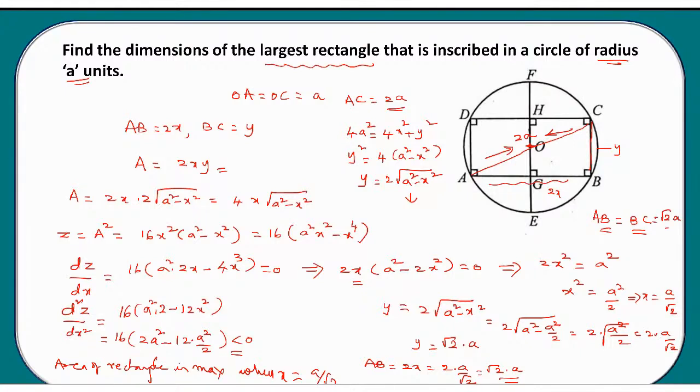So what is the inference you can draw from it? The largest rectangle which is inscribed in a circle is not a rectangle, it is a square of side root 2 times of a. We'll move on to one more question.